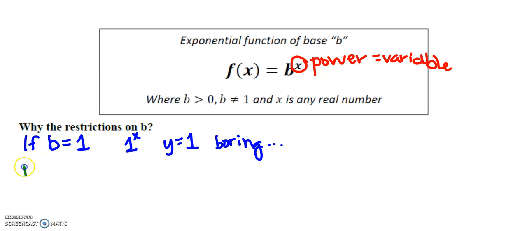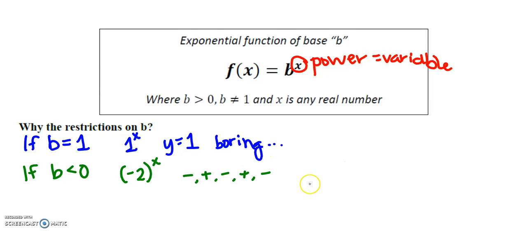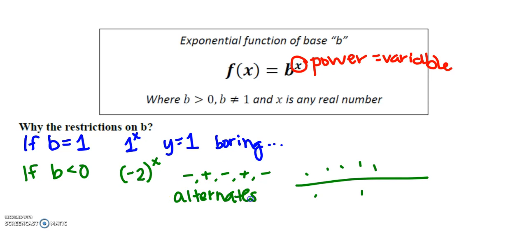The other thing to consider then is if b were negative, we would have something like negative, let's say 2 to the x power, which means that when x was an odd power, we would get a negative number. But then when x was an even power, we would get a positive number, and then a negative number, and then a positive number, and a negative number. And your graph would be jumping on either side of your axis at all times. So we don't want to have this alternating pattern. So if b was less than 0, we would have an alternating pattern, and we don't want to be looking at that for our smooth curve.